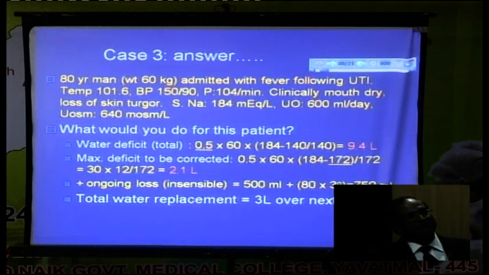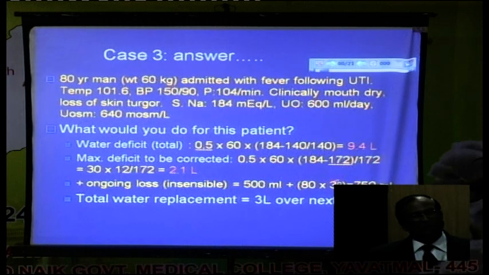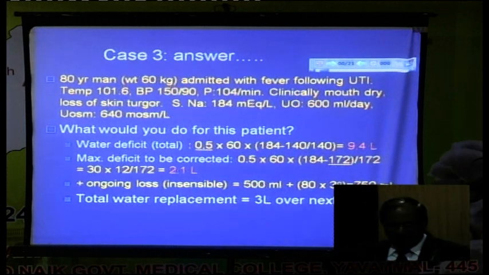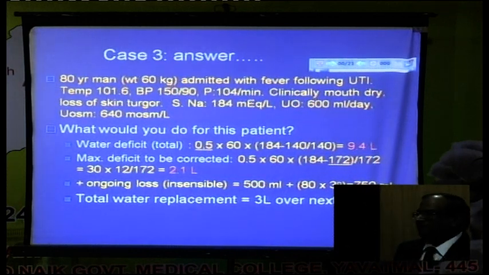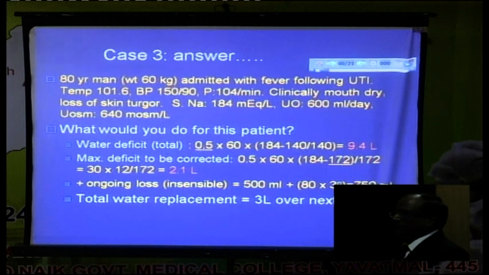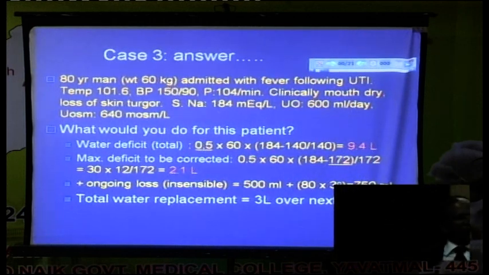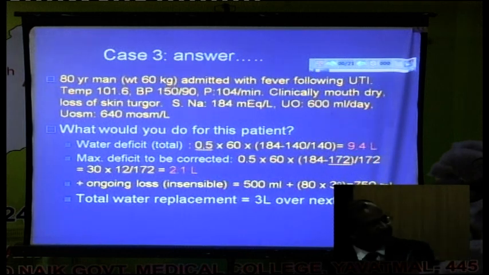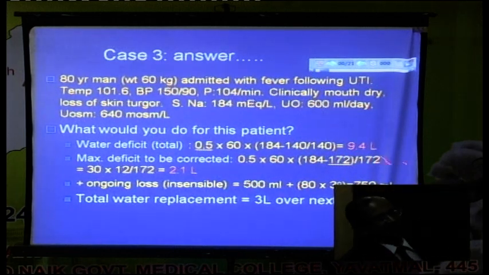Because the patient is running fever, you will add some amount of extra water, so 500 ml or 750 ml. What I do is, insensible loss, I take as 500 if you're not having fever, 1000 if you're having fever, and add to that. So 2.1 plus, even if you add 1000, is 3 liters. That's how much you would replace, 3 liters over the next 24 hours.